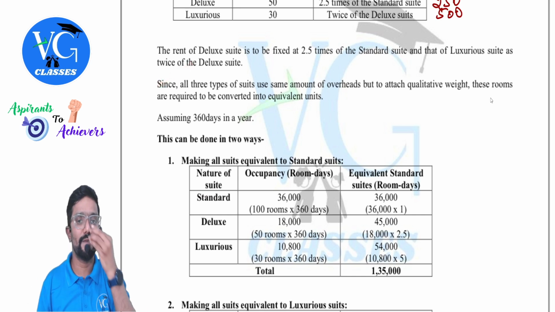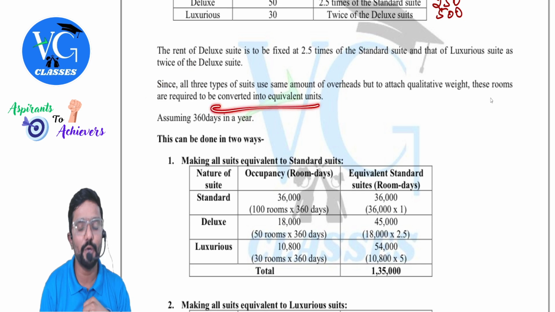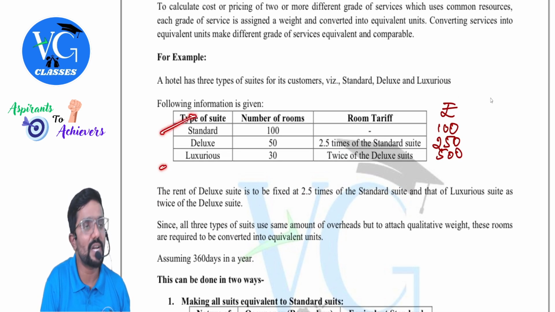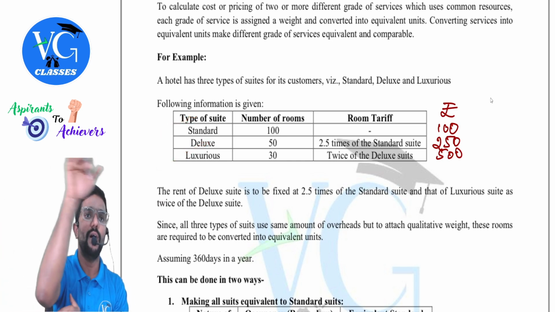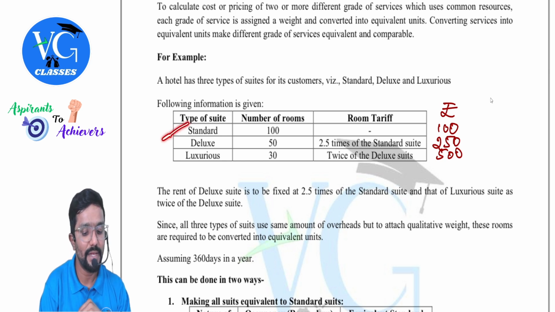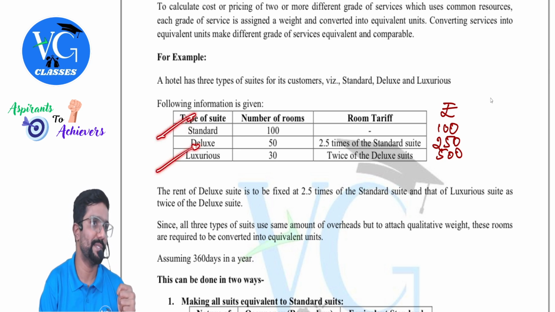Since all the three types of suites use the same amount of overheads, but to attach qualitative weight, these rooms are required to be converted into equivalent units. So either take standard as a base or luxurious as a base and convert all others equivalent to that. I would suggest you go by the lowest one, standard. But I will show you both ways. If I take standard as a base, how do we do it? If I take luxurious as a base, how do we do it?